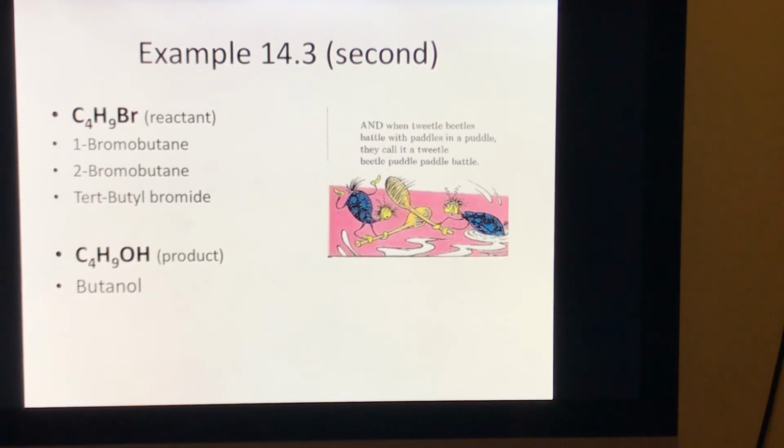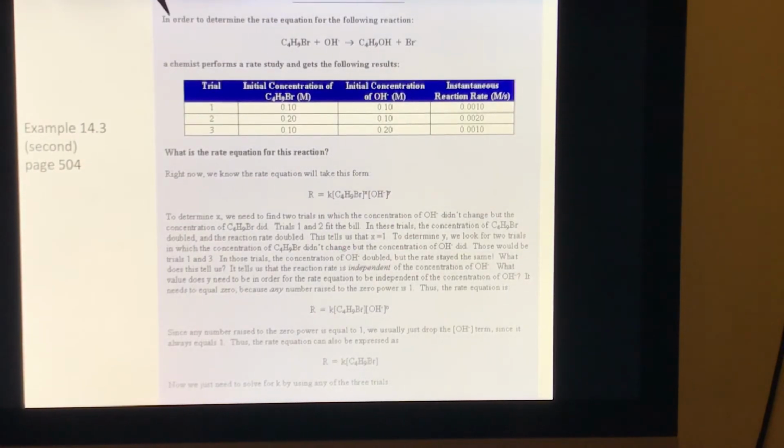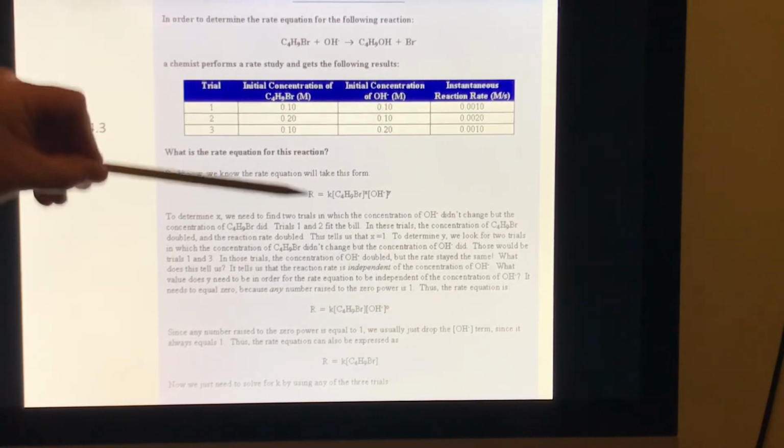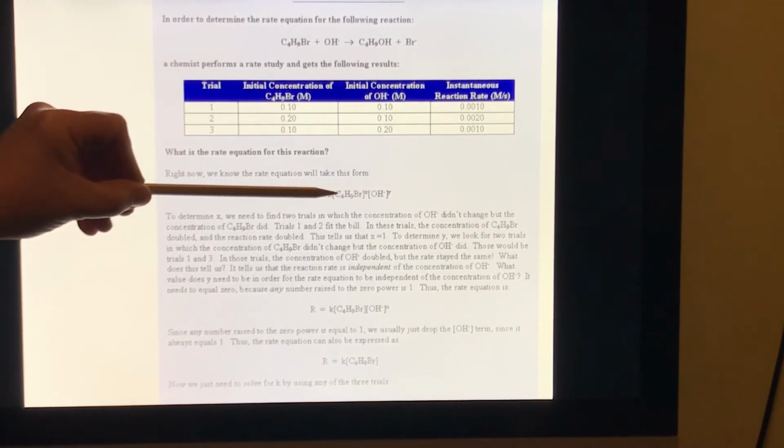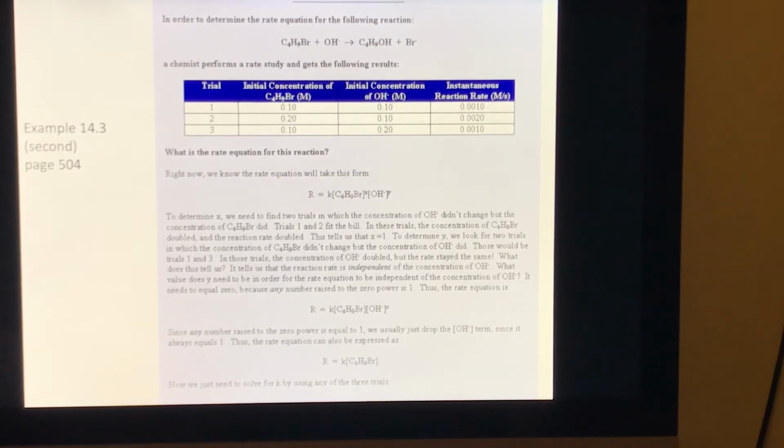All right, so in order to determine the rate equation for the following reaction, we have the reaction here, and we have the data from the rate study. Not surprisingly, we're asked what is the rate equation for this reaction. So we know first of all that this is going to be our A for the rate equation and this is our B. So those have been substituted in here. And so we have K as our constant and the X and Y.